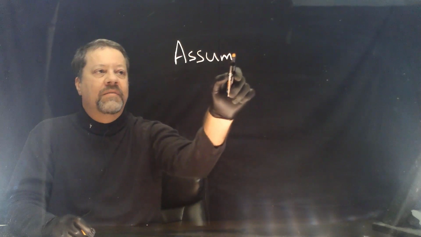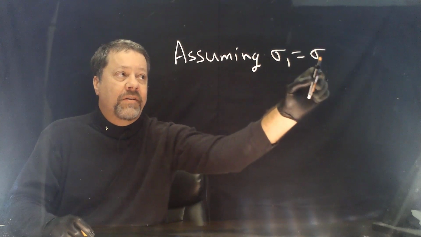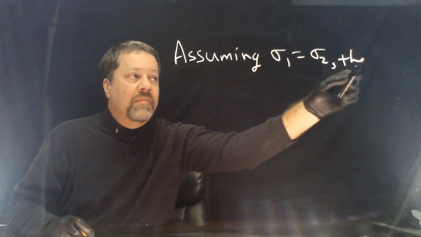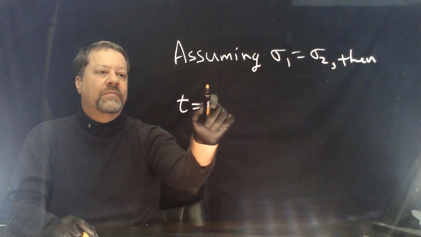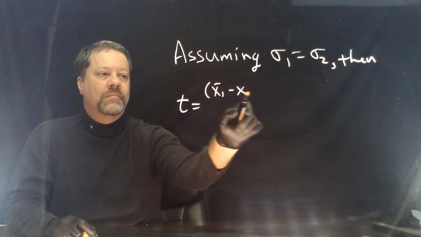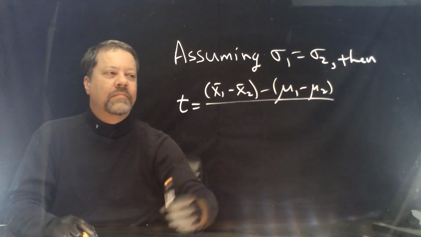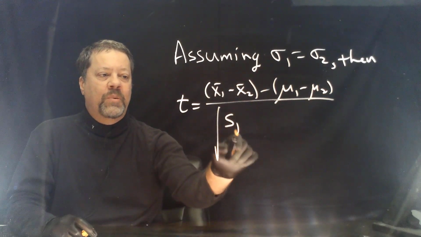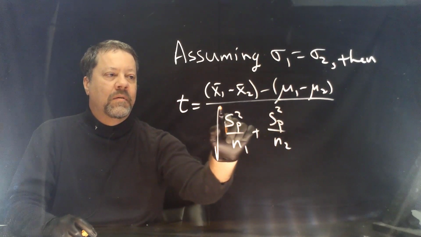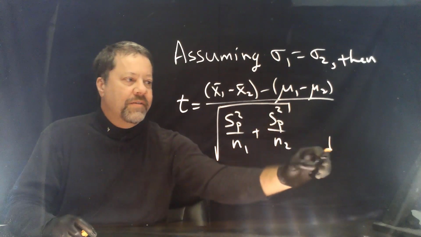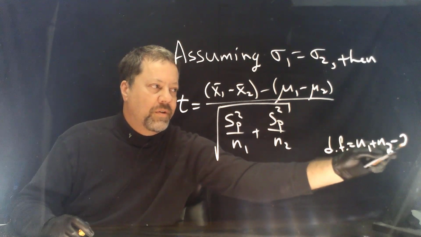If you make the assumption that the standard deviations for the populations are the same, then you can use a t-score where you'll have a pooled variance and the degrees of freedom will be n1 plus n2 minus 2.